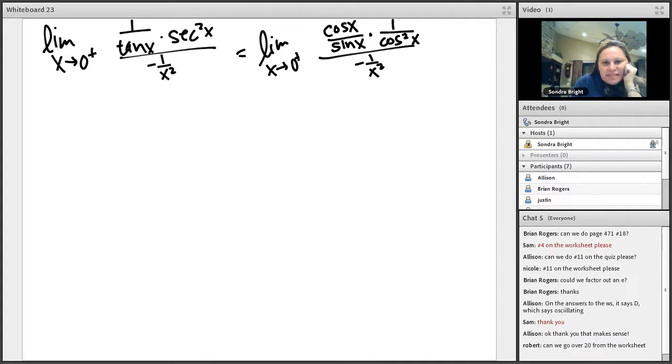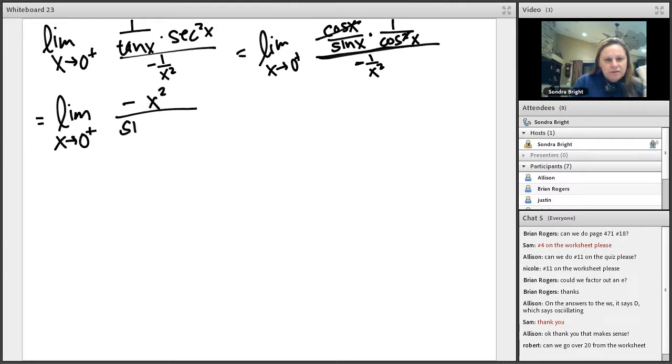All right, so what does that mean? That means that my cosine on top here is going to cancel with one of the cosines on the bottom. And then dividing by a fraction means you're going to multiply by the reciprocal. So this becomes a limit as x goes to 0 from the right of a negative x squared over sine of x cosine of x. That's some algebraic manipulation right there that we do expect you to know how to do. Multiplying by the reciprocal.